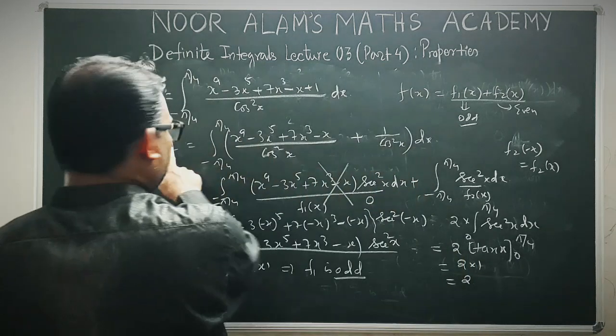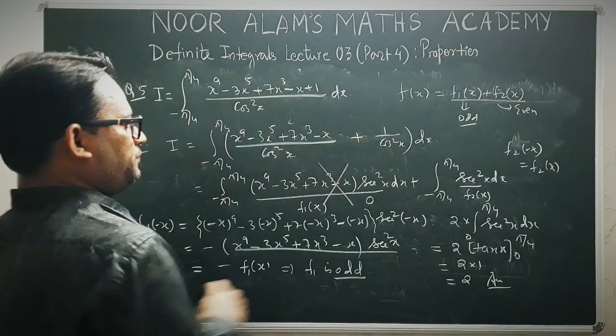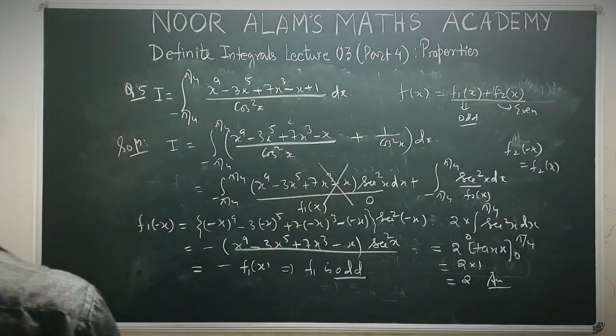So therefore ultimately the value of the integration after solving we get is 2, because the other part vanished due to the odd function.